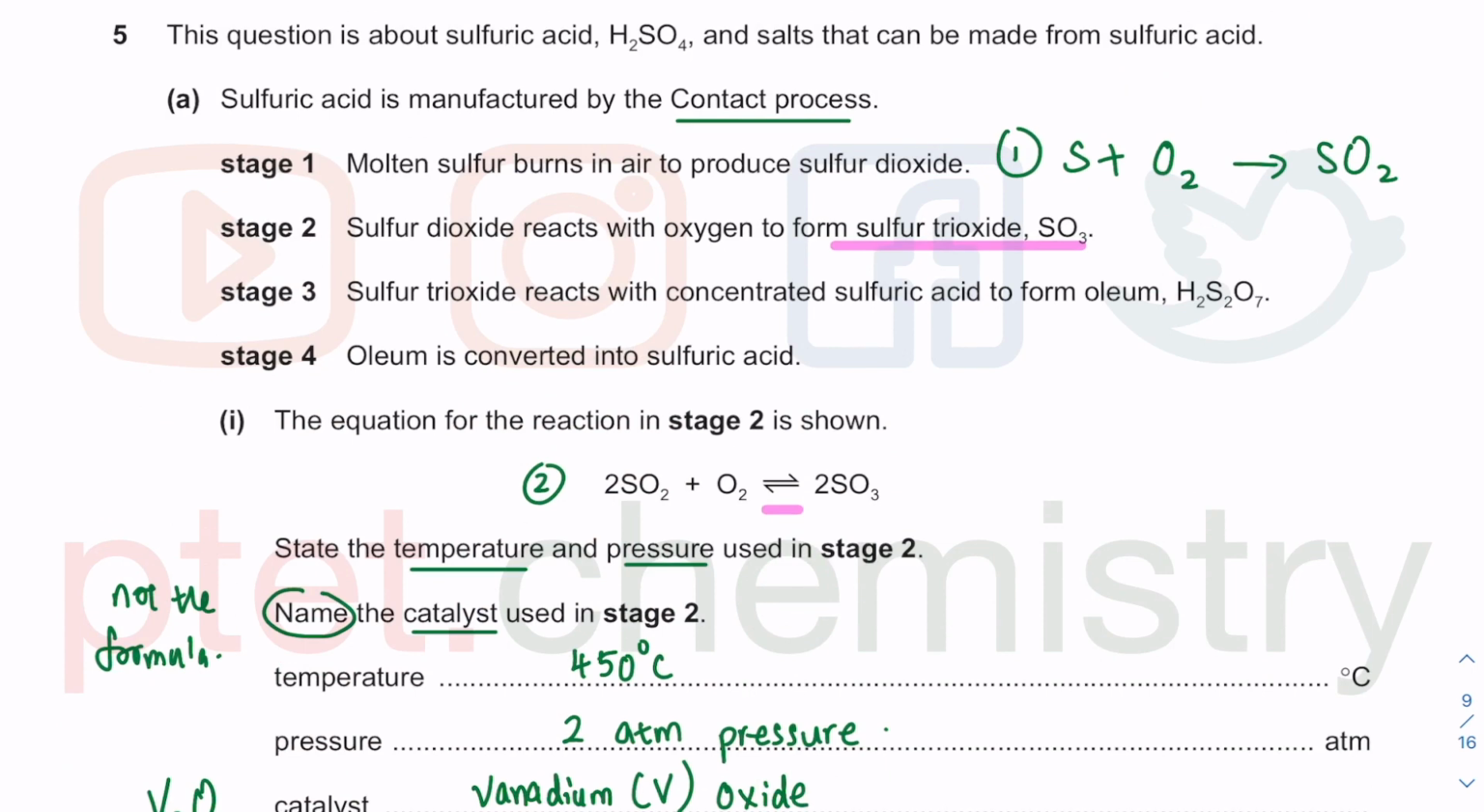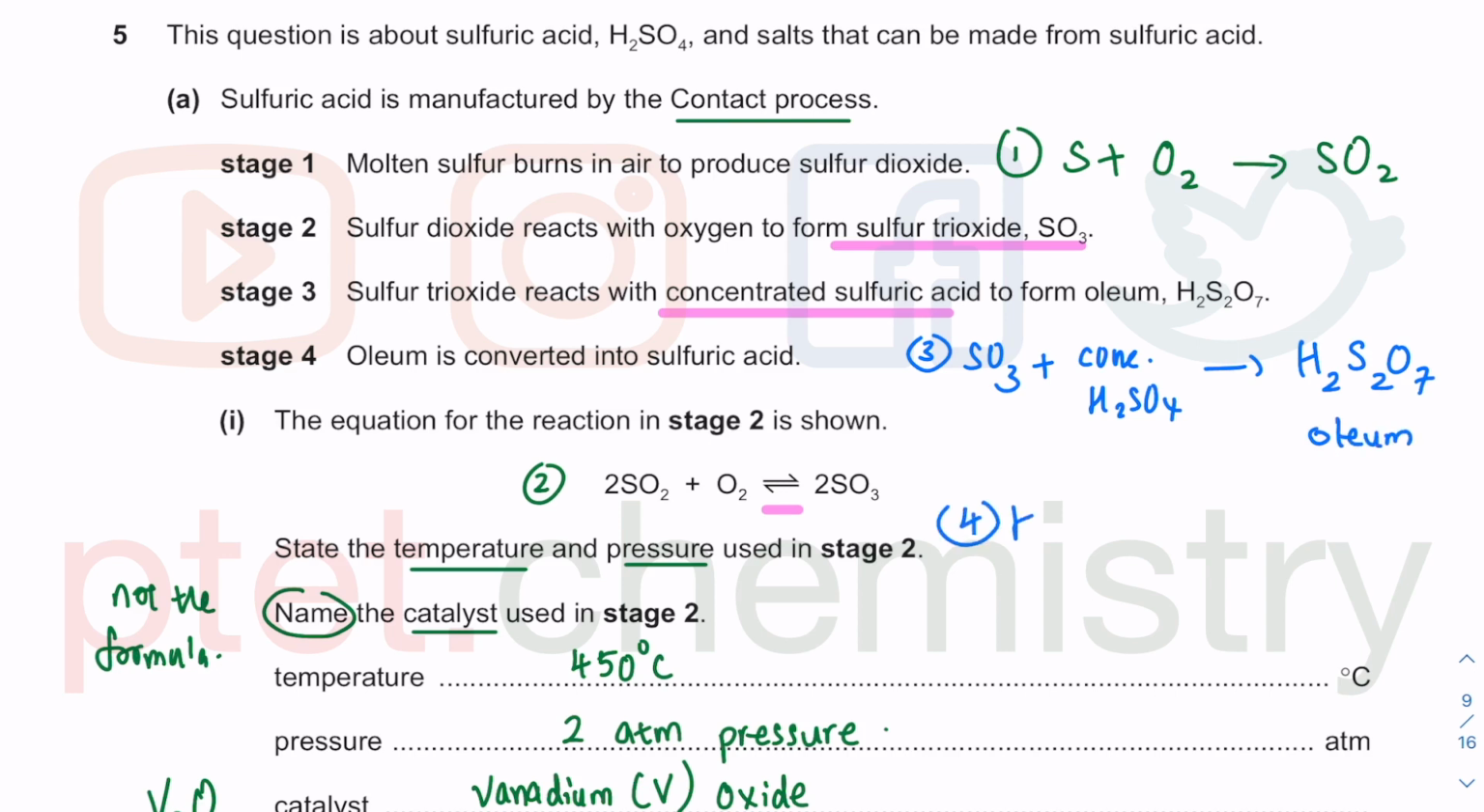Stage 3, we do not dissolve the sulfur trioxide in water straight away because in a factory it is actually quite dangerous, because it produces a lot of toxic and corrosive fumes. So instead we dissolve that in concentrated sulfuric acid, giving us this intermediate. I sum up all my hydrogen, I sum up all my sulfur. 1 sulfur plus another sulfur is 2 sulfur, 3 oxygen plus 4 oxygen is 7 oxygen. That is your oleum there. And oleum can then be dissolved in water and you will get your sulfuric acid.